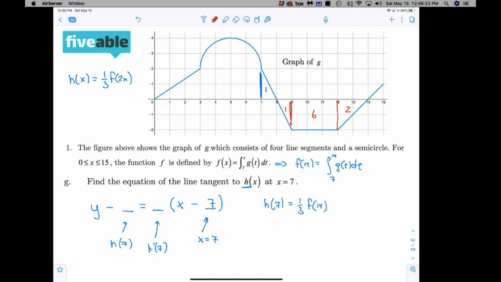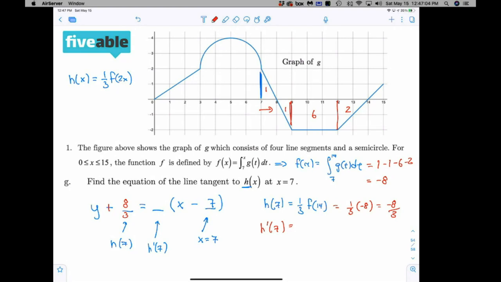So as we go and do this integral from 7 to 14, we're going to be moving left to right. So the 1 is going to be positive, the other one's going to be negative, the 6 is going to be negative, and the 2 is going to be negative. So when we work that all out, we're going to get -8 for f of 14, but remember, it's 1/3 times that answer. So that's -8/3. So there's our h of 7. It's going to be -8/3. So we're going to put 8/3 in that blank, and we're going to make that a negative, which makes it positive. So now the last thing to do in this problem is find h prime of 7.